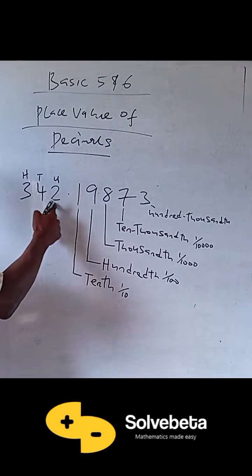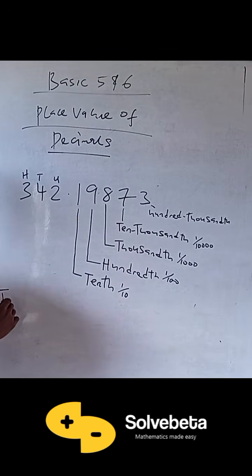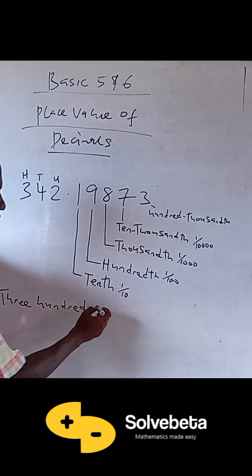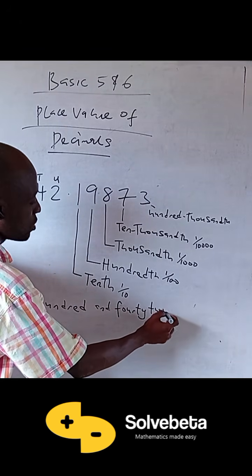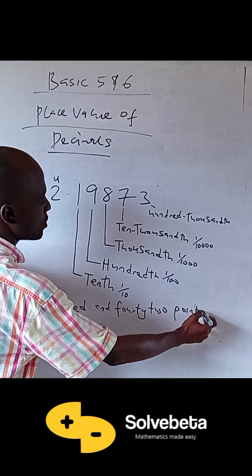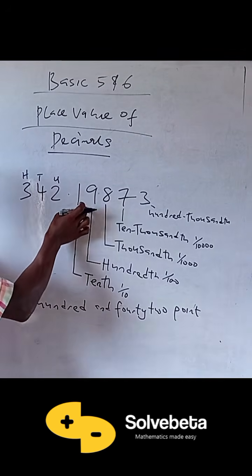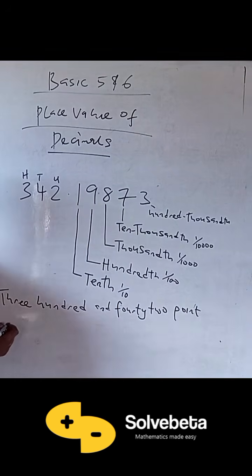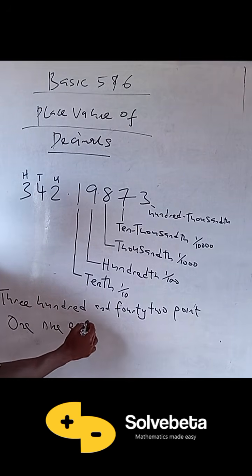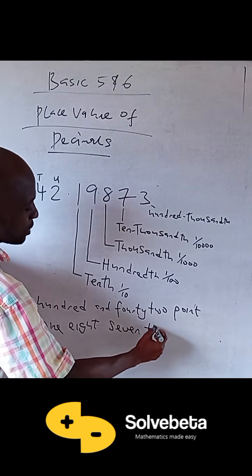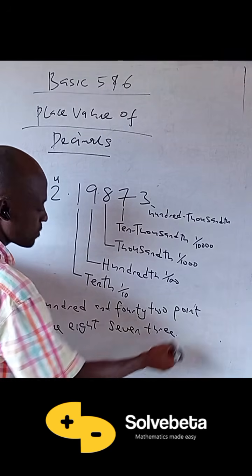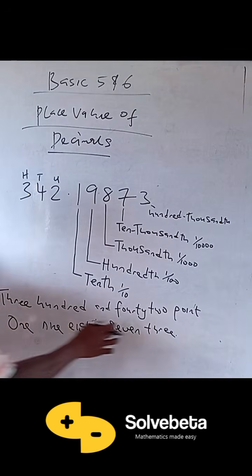This is 342.19873. You can call it this way: 342 point 1 9 8 7 3. This is the easiest way to call it. And that's what you should call it, so you don't get confused.